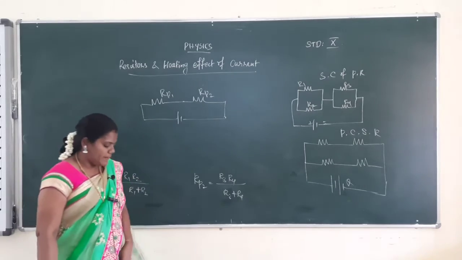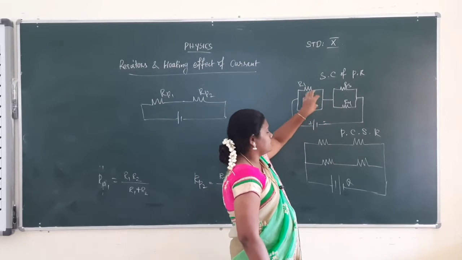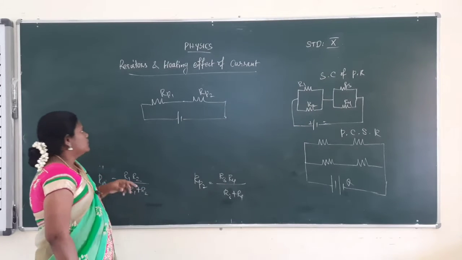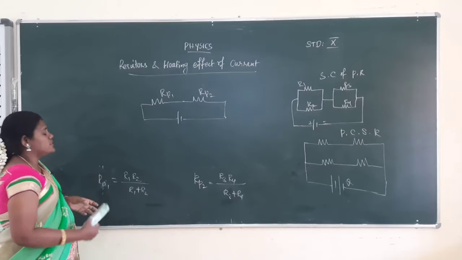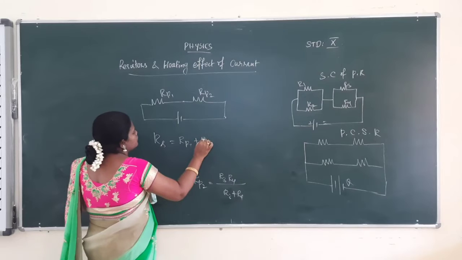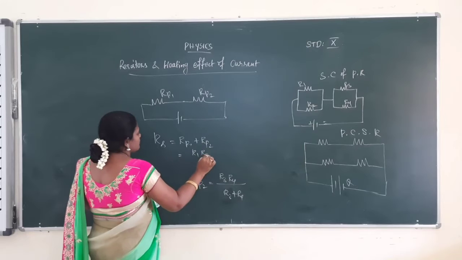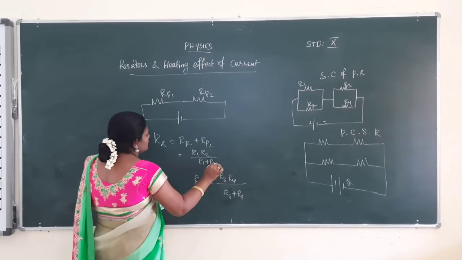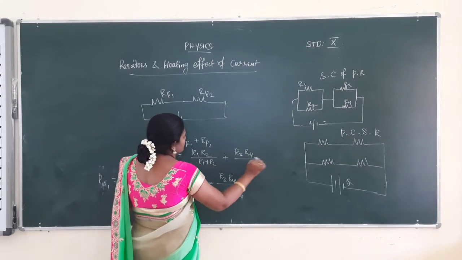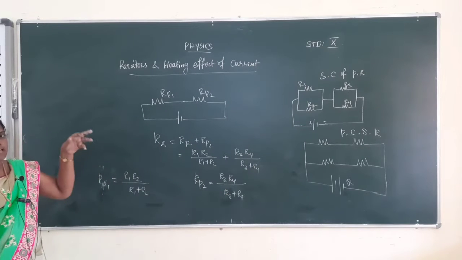This is parallel connection 1, and this is parallel connection 2. We connect the two in series, that is RP1 and RP2, to be connected in series. So the effective resistance Rs is equal to RP1 plus RP2. Substituting the RP1 value, R1 R2 by R1 plus R2, then plus R3 R4 by R3 plus R4. This is the series connection of parallel resistors.